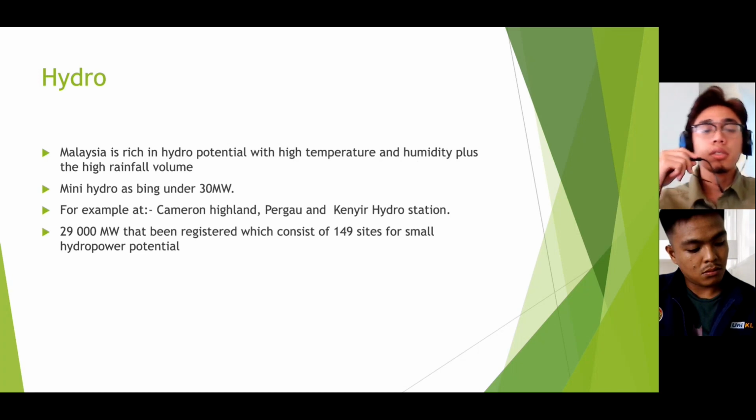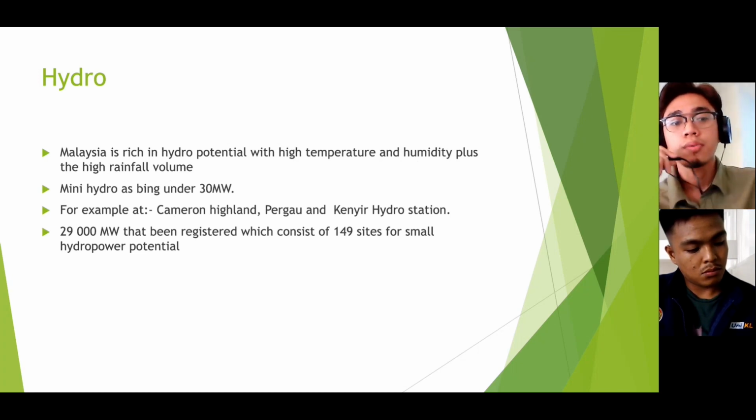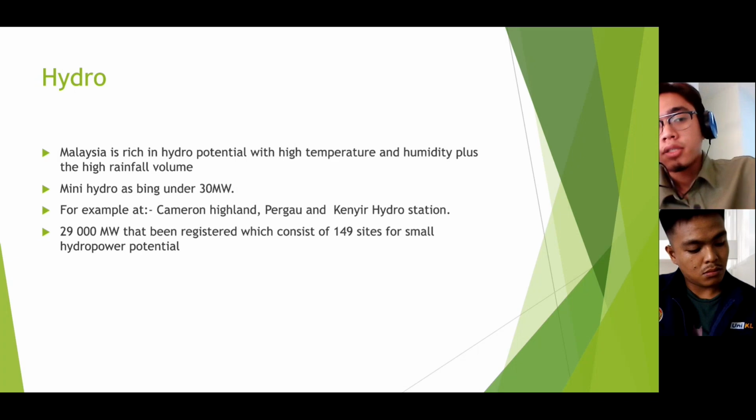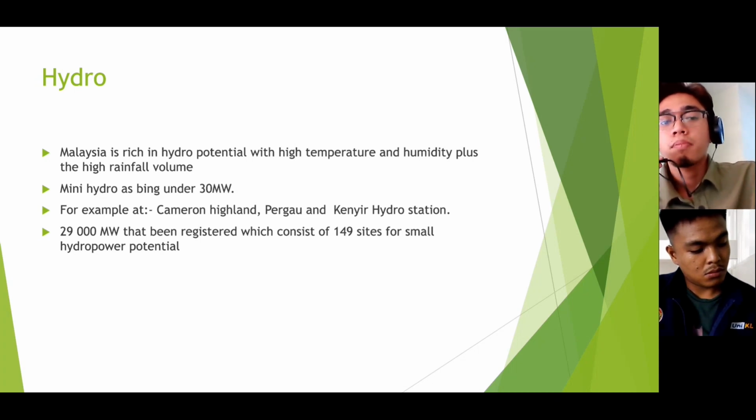Okay, the next one that we can mix is hydro. As we all know, Malaysia is rich in hydro potential with high temperature and humidity plus high rainfall volume. Mini hydro is defined as being under 30 MW, for example at Cameron Highlands, Bergau and Kenyir Hydro Station. 29,000 MW has been registered, which consists of 149 sites for small hydropower potential. So from this study, we can see that we can achieve the 20% of renewable energy by 2025.